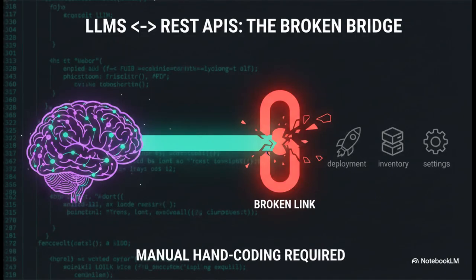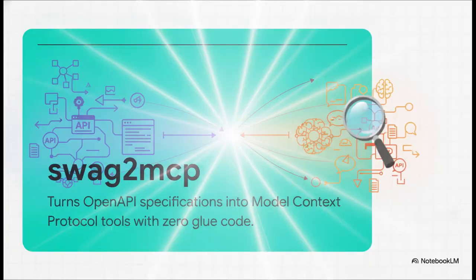And that brings us to the stark reality of the situation. LLMs simply cannot call APIs natively. Without you writing an endless sea of custom glue code, an LLM absolutely cannot trigger a deployment pipeline or query your inventory system. It's completely dependent on developers manually hand-coding every single interaction path. But hey, that is exactly the paradigm shift we're looking at today.